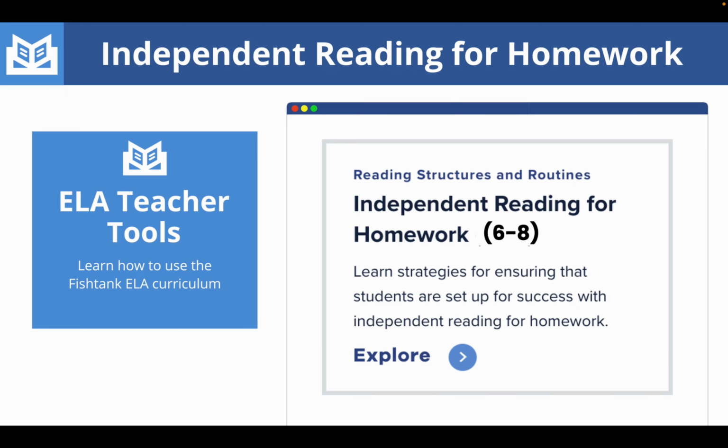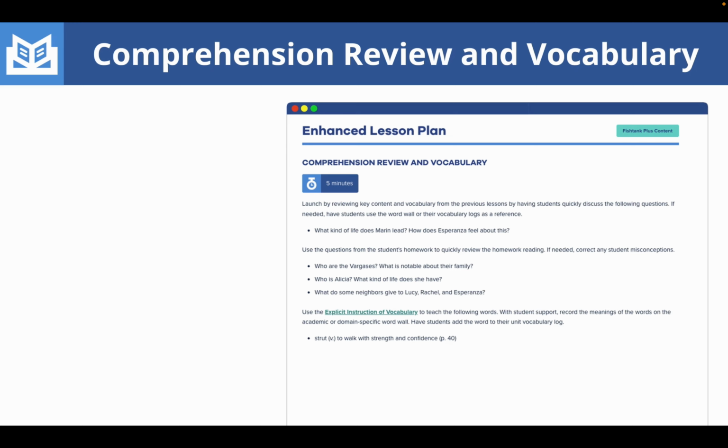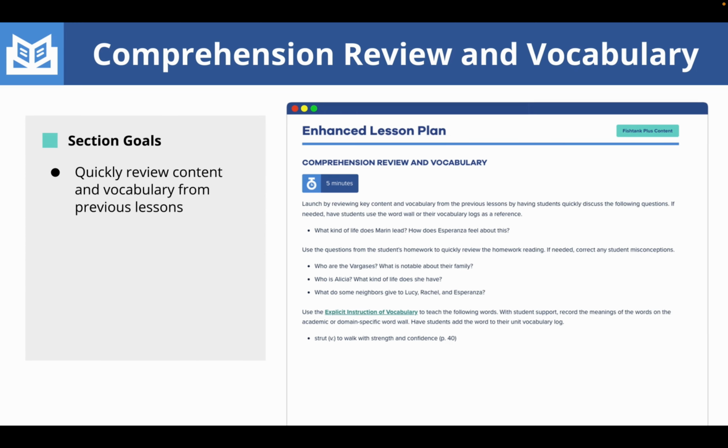The first part of the Fish Tank ELA lesson is a comprehension review and vocabulary section. This should take roughly 5 minutes. In this section, students quickly review content and vocabulary from previous lessons to ensure that they are holding on to key concepts and vocabulary. A key goal of this segment of the lesson is to ensure that students have a literal understanding of the text.